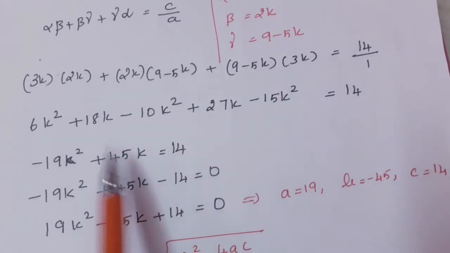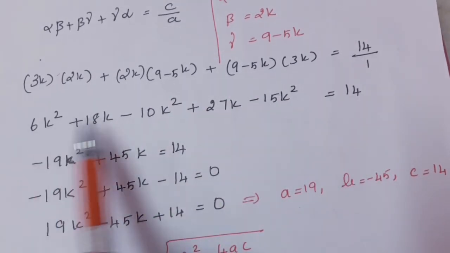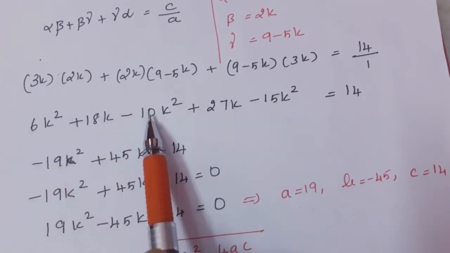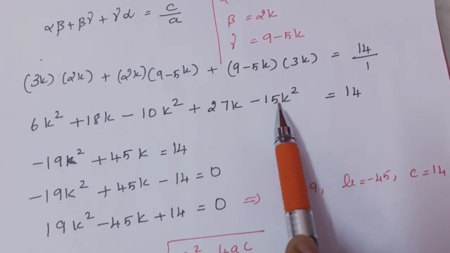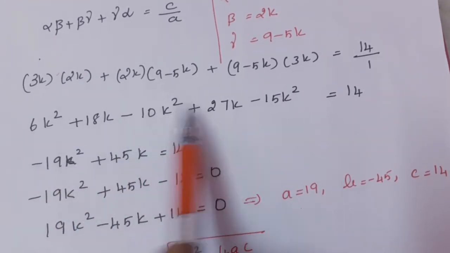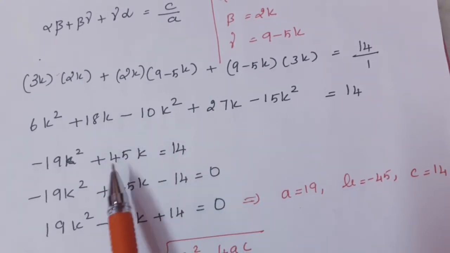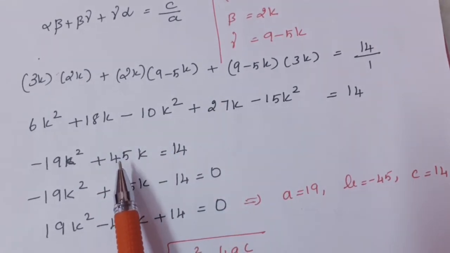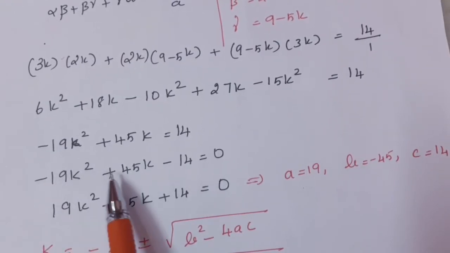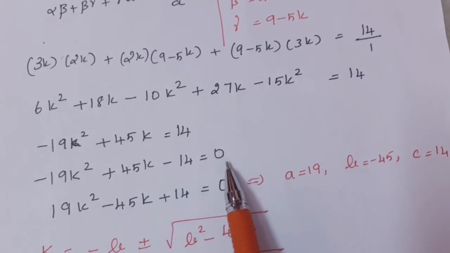So arrange it in order. Add the k square terms: 6k square minus 10k square minus 15k square. 6 minus 10 is minus 4, minus 4 minus 15 is minus 19k square. Then the k terms: 18k plus 27k is 45k, equal to 14. Now minus 19k square plus 45k minus 14 becomes 14 minus 14 equal to 0.